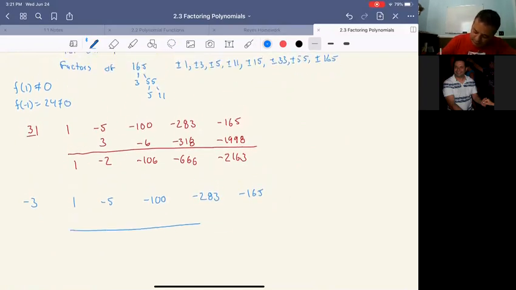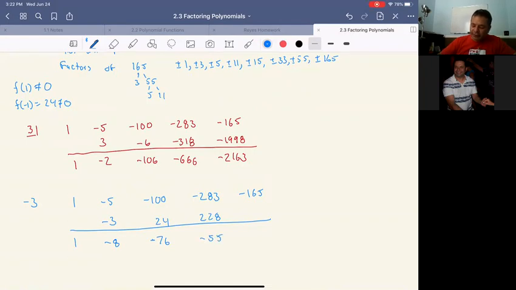Do the same thing. All right, so 1 comes down. 1 times negative 3 is negative 3. Negative 5 and negative 3 is negative 8. Negative 3 times negative 8 is 24. Negative 100 and 24 is negative 76. Times negative 3 is going to be 228. Negative 55. Look at that. When we multiply negative 3 times negative 55, we get 165 and we get 0. So yay, this one's a good one.